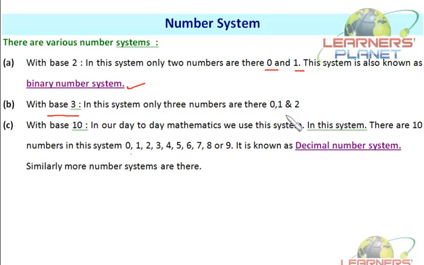Similarly, in our day-to-day mathematics, we use the decimal number system. In this system, there are 10 numbers which are 0, 1, 2, 3, 4, 5, 6, 7, 8 and 9. Since there are 10 numbers in this system, we call it a decimal number system. And friends, I have already told you, in our day-to-day mathematics, we use this system only.